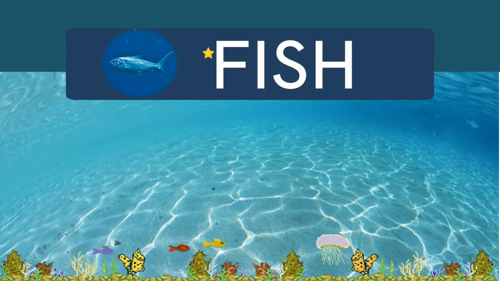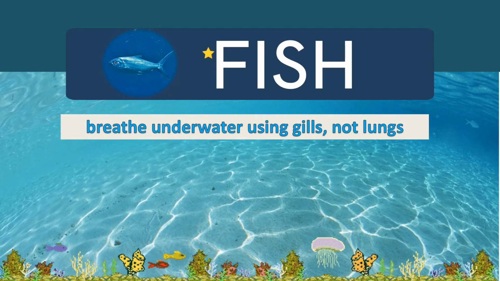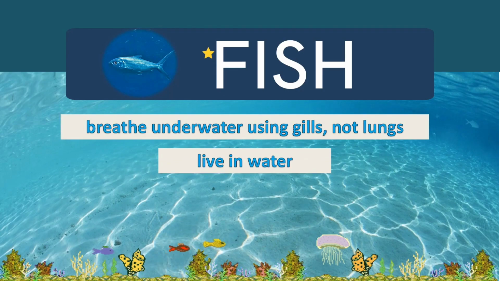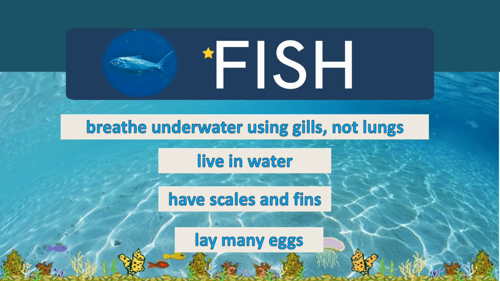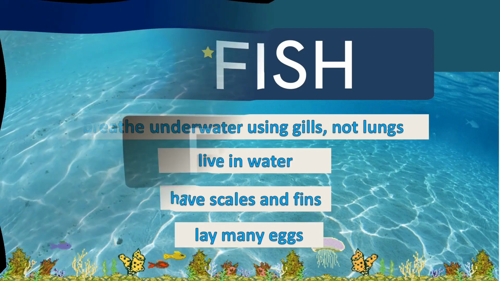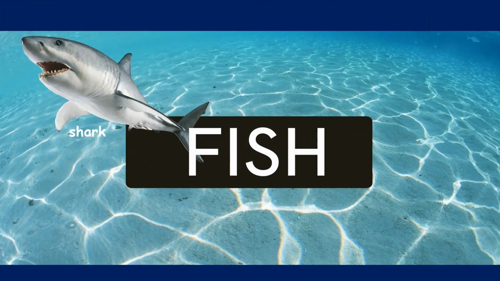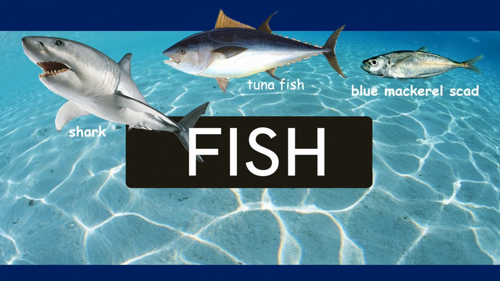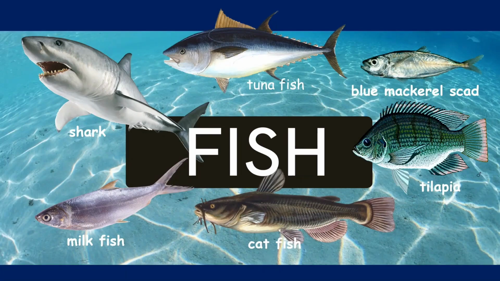Let us read the characteristics of fish. They breathe underwater using gills, not lungs. They live in water. They have scales and fins. They lay many eggs. Examples of fish are shark, tuna fish, blue mackerel scat, milkfish, tilapia, catfish.